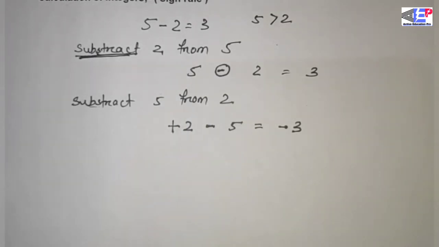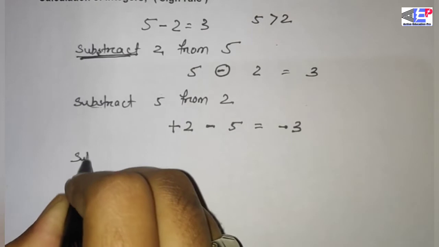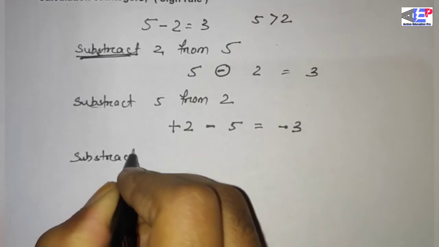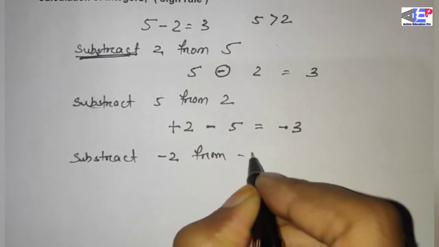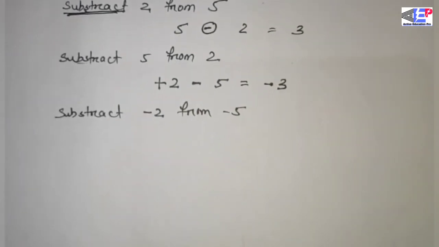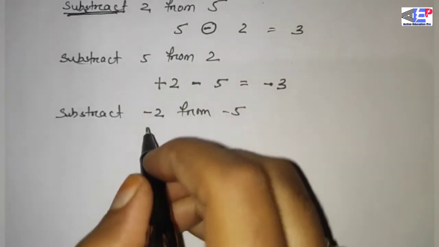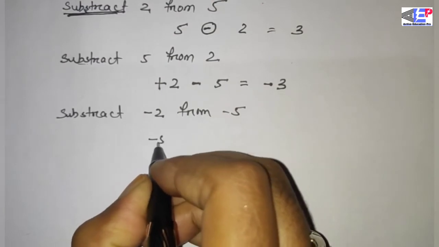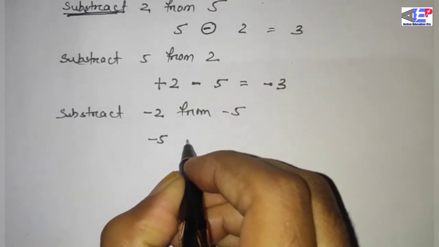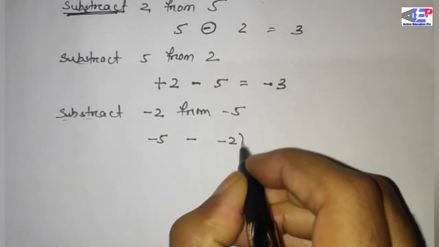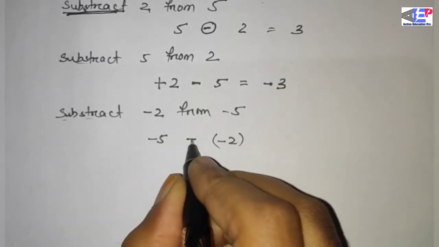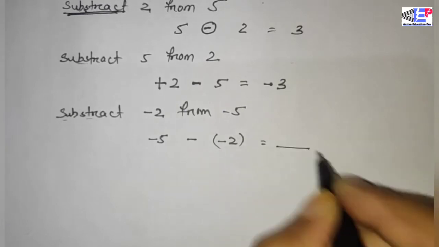The next case is the subtraction of a negative integer from a negative integer. Suppose the question is: subtract minus 2 from minus 5. Subtract minus 2 from minus 5. So minus 5, minus for subtract, then minus 2: minus 5 minus minus 2. What will be the result?